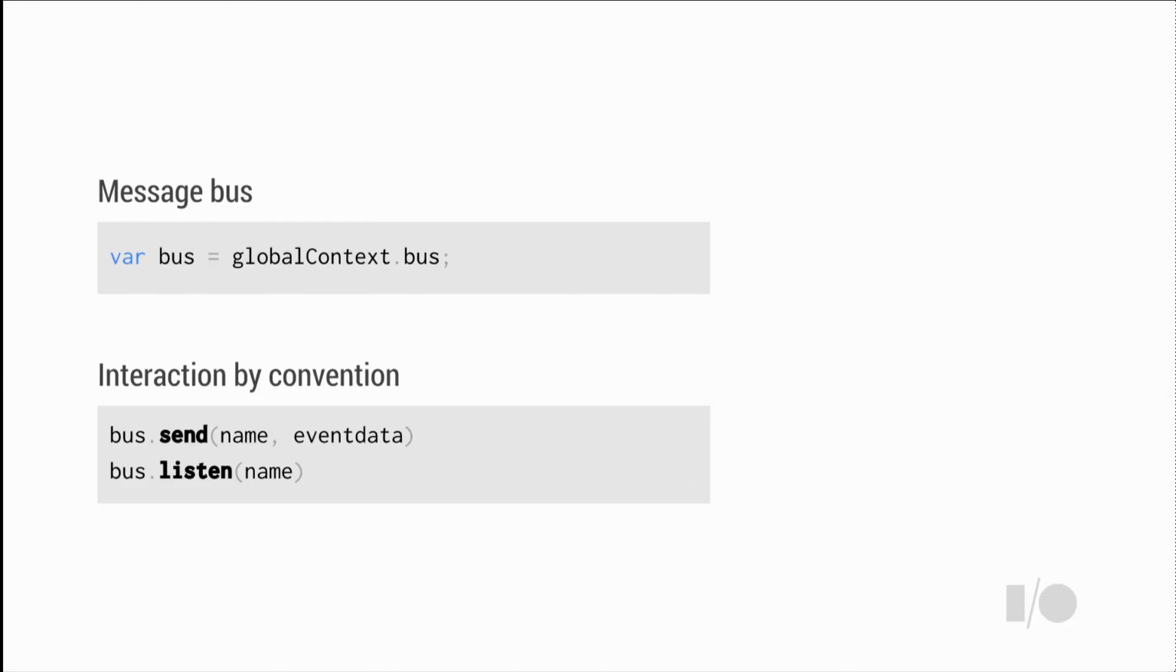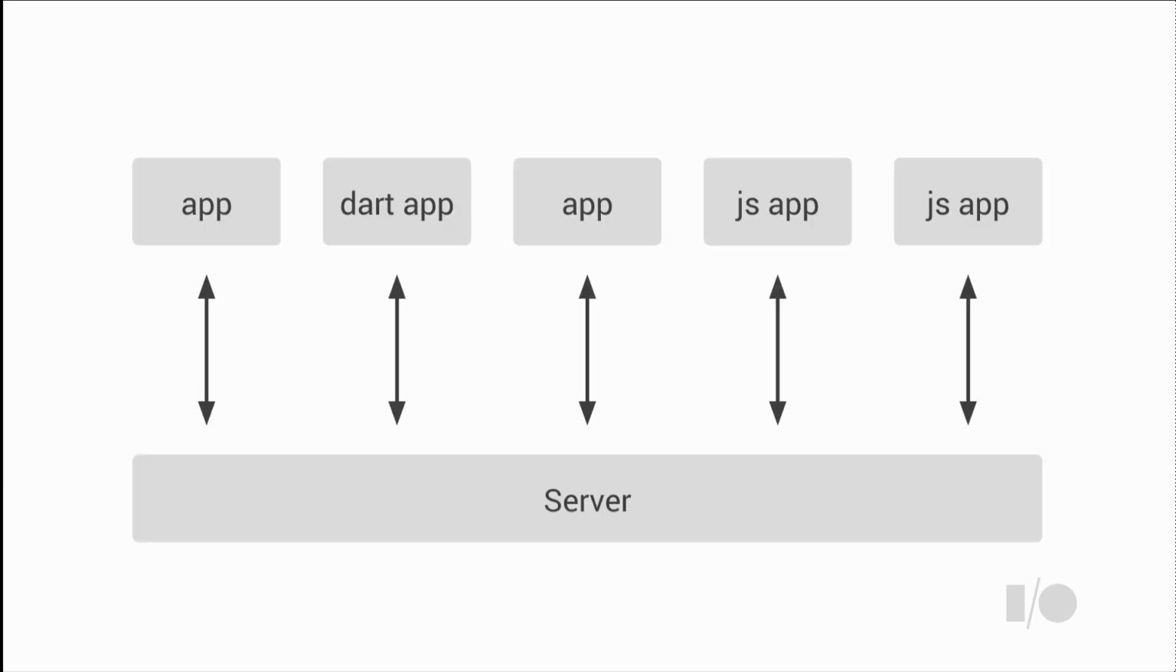So that's that. Here's an example. We've got some concrete code examples. You have a global context, which has a message bus in it, and a simple send and listen. In our case, we used just JavaScript maps with string variables, and then just passed them back and forth. Very simple, all done by convention. But again, it was something that was very powerful and enabled us to do a lot of new things.